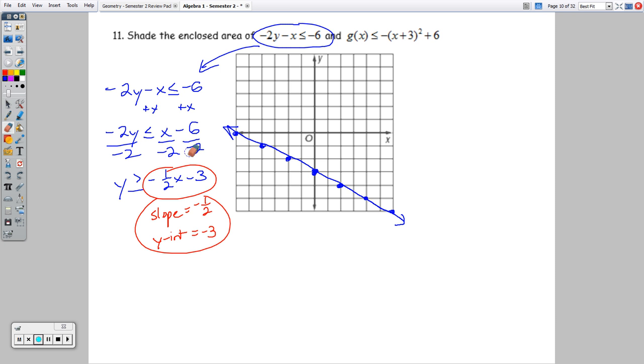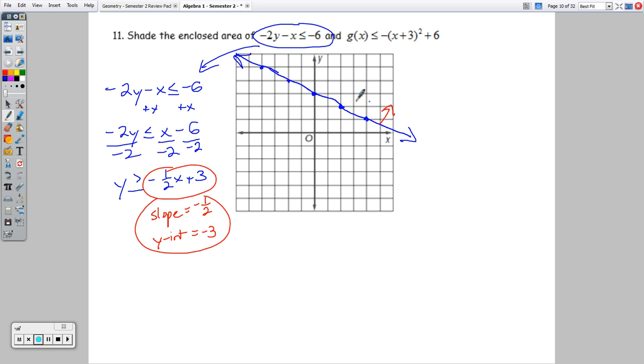And man, I just noticed a mistake I made again, because my negative blended into the 2 there. So that should be positive 3. Which would adjust my graph here. It should be going through positive 3 and then down 1, right 2. So it should go through those points instead. And this is a solid line because it's less than or equal to. If it's just less than or just greater than, then you have a dashed line instead. And we would be shading, looks like greater than, so shading above that line.